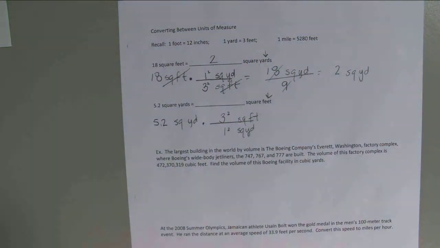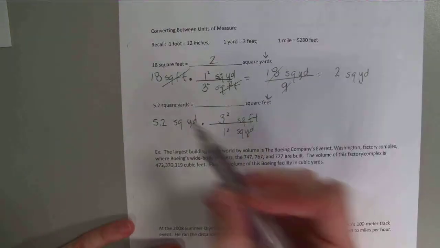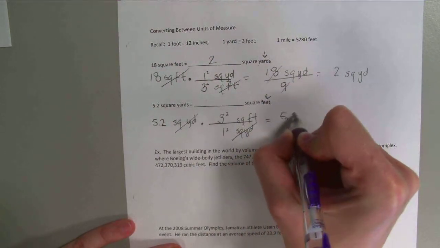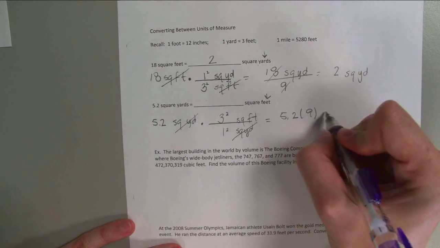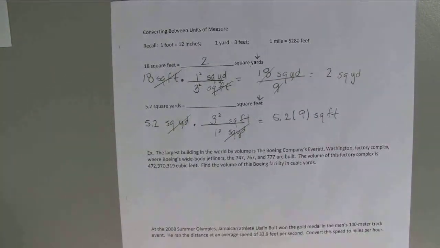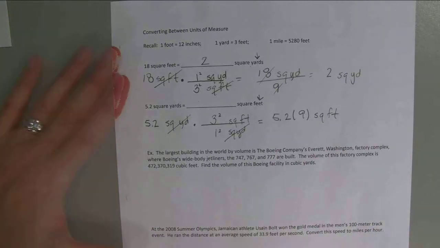At that point, you ask yourself, what's going to cancel? Square yards. So you're left with 5.2 times 9 square feet. You guys see what I'm doing? I'm just multiplying straight across. 5.2 times 3 squared, which is 9. Just throw that on your calculator. What is that? 46.8 is what I have. Does that sound right?